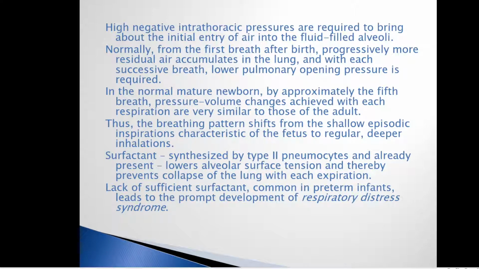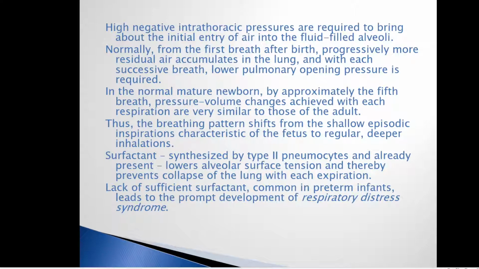Normally, from the first breath after birth, progressively more residual air accumulates in the lung, and with each successive breath, lower pulmonary opening pressure is required. In the normal mature newborn, pressure-volume changes achieved with each respiration are very similar to those of the adult. The breathing pattern shifts from the shallow episodic inspirations characteristic of the fetus to regular, deeper inhalation.